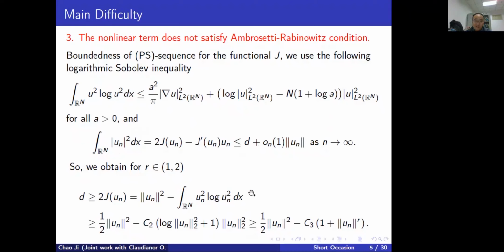It's a normal way to prove this. Later I'll show you. In our problem, we cannot use this, because we don't have this equality. Later I'll show you.